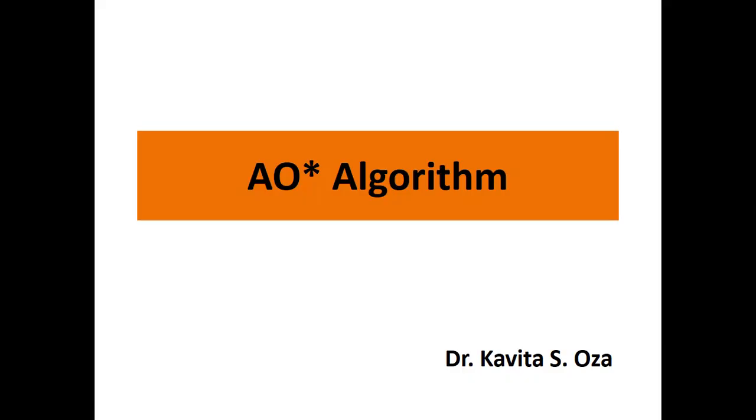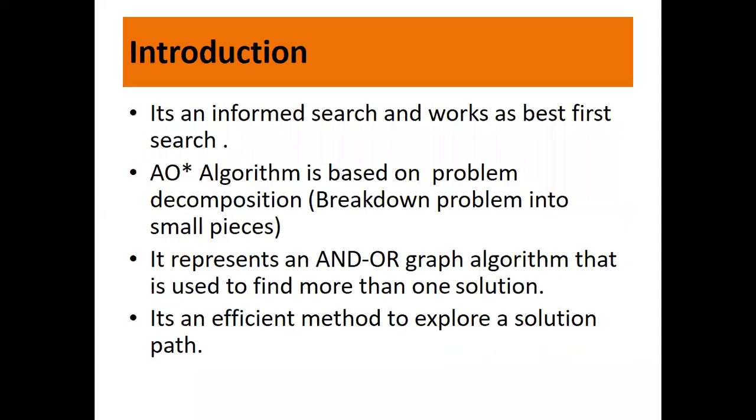So again, the AO star algorithm is an informed search which works as best first search. In fact, when we talk about informed search, it uses a heuristic function or heuristic value. So it is informed search. Now, the AO star algorithm is based on problem decomposition. So what it does is you break down the problem into small pieces, and solving them will ultimately solve your main goal. So it represents an AND-OR graph algorithm that is used to find more than one solution. Remember, in case of the A star algorithm, we had only one solution, but in case of AO star, you can find more than one solution.